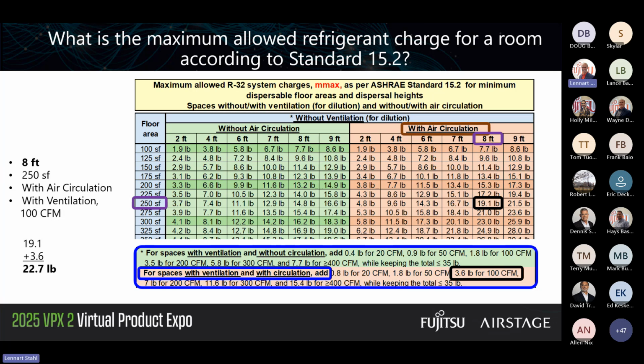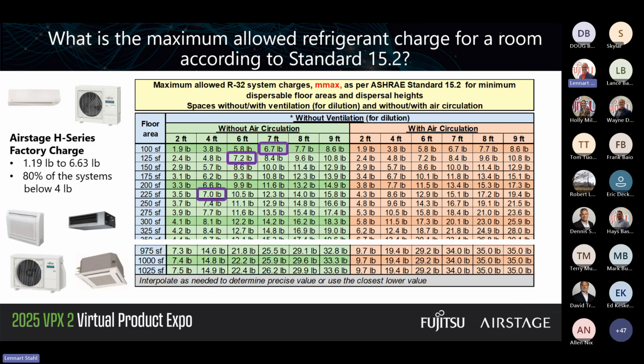So now I hope we know how this works. Let's look at how you can use the table then. Wayne is going to give some really good examples of that in a few slides. But let's look at H-series factory charges. That is what you saw a week ago in that seminar. The factory charges for those systems are between 1.19 pounds and 6.63. The higher number there is for, I think, 4 tons and multi-zone. That's the factory charge.